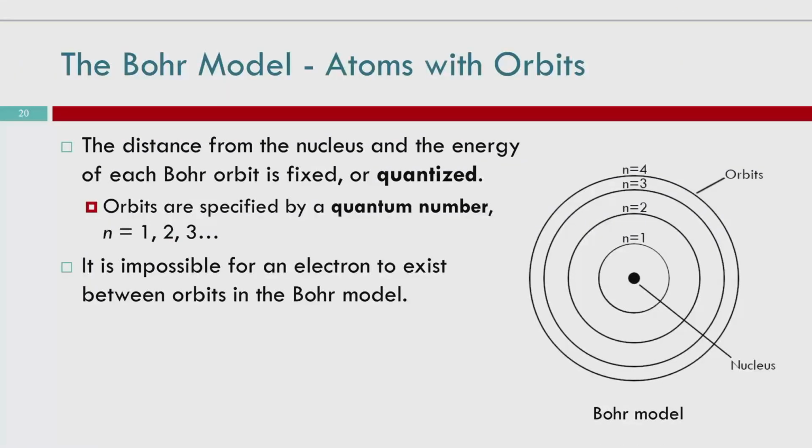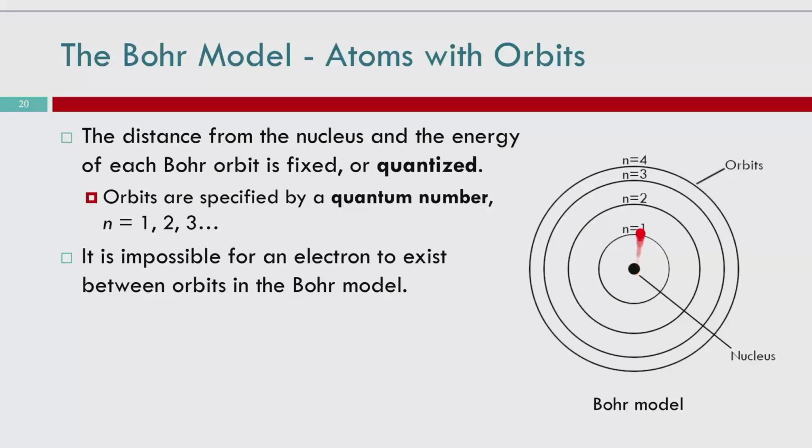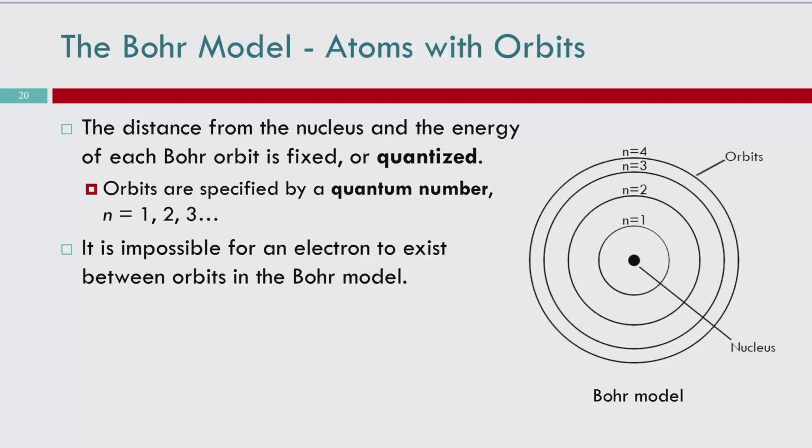The way that this model works is that the distance from the nucleus to each of these orbits is a fixed distance. And the fancy word for fixed is quantized. So it's a set distance between our nucleus, where our protons and our neutrons are, and our orbits, where the electrons live. The electrons can race around on these.